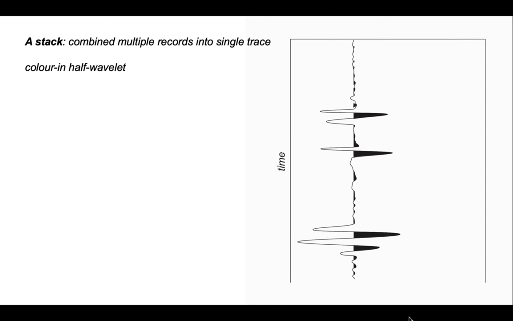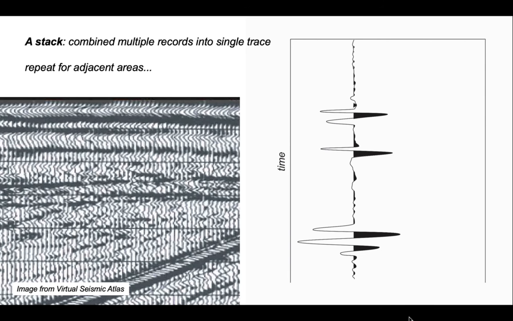Conventionally, this will be displayed in a seismic profile by colouring in one side of the waveform, in this case the rightward kick. And then we repeat the same thing from place to place, building up a profile. So this is a real seismic profile, and it shows, if you look carefully, a whole series of traces running up and down the image with their right-hand kicks coloured in.